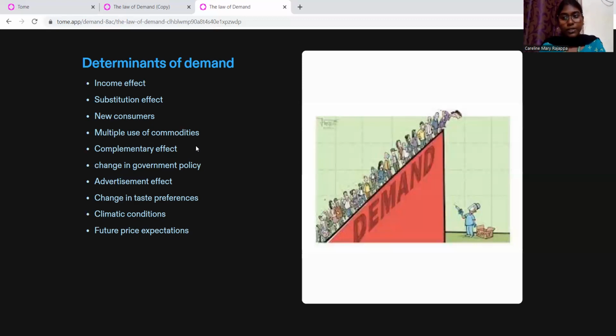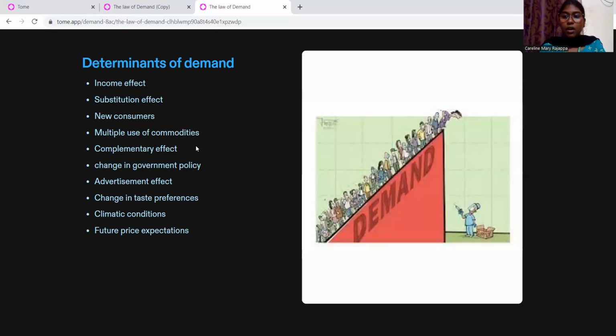The complementary effect is where a product is attached to another product, so you cannot buy a product without that. For example, a makeup item or other food items, and also plastic items, like a buy one get one offer. There comes the complementary effect. Change in government policy: for example, during the COVID time, sanitizers were most demanded, because of the government policy to use sanitizers. In that way the demand for sanitizers was very high due to government policy.